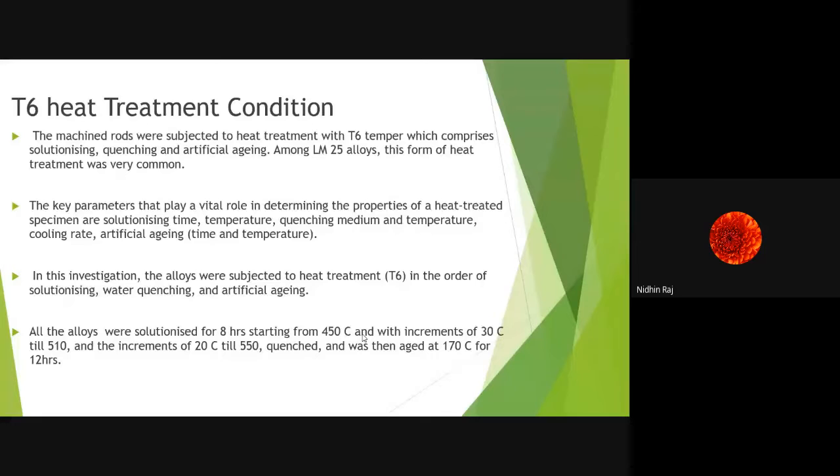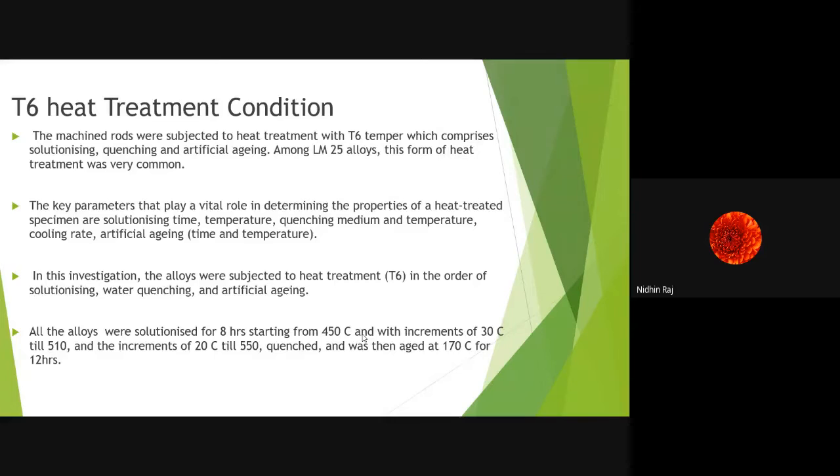In this study, the alloys were mainly subjected to T6 heat treatment, in the order of solutionizing, water quenching, and artificial aging. So that was the order carried out. First, we solutionized, then we did water quenching, and then it was subjected to artificial aging.